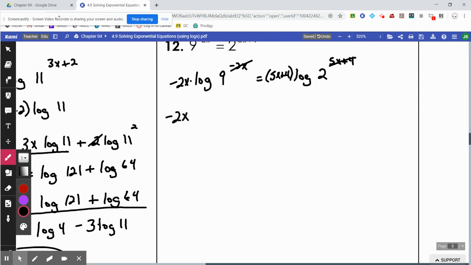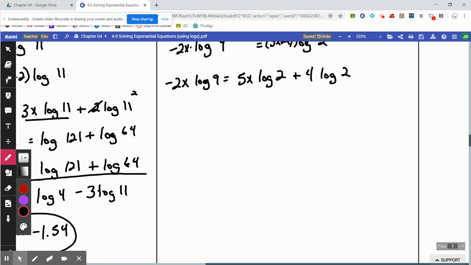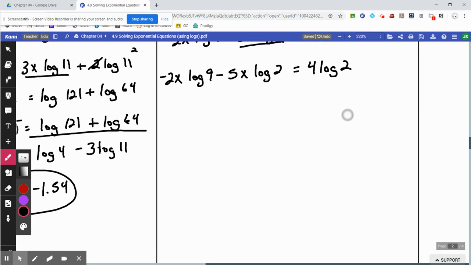You have negative 2x log 9 equals, distributive property on the other side, 5x log 2 plus 4 log 2. And I'm not going to rewrite any of these. We're typing it all into the calculator anyway, so that's fine. Anything with an x gets moved to the same side. So we now have negative 2x log 9 minus 5x log 2 on the left side, and simply the 4 log 2 on the right side, which is the same thing as log 16.